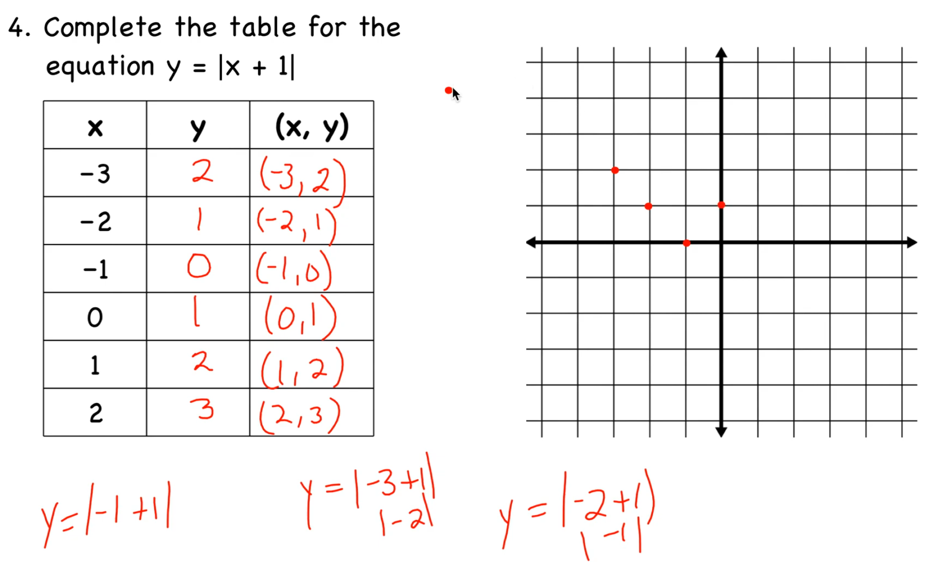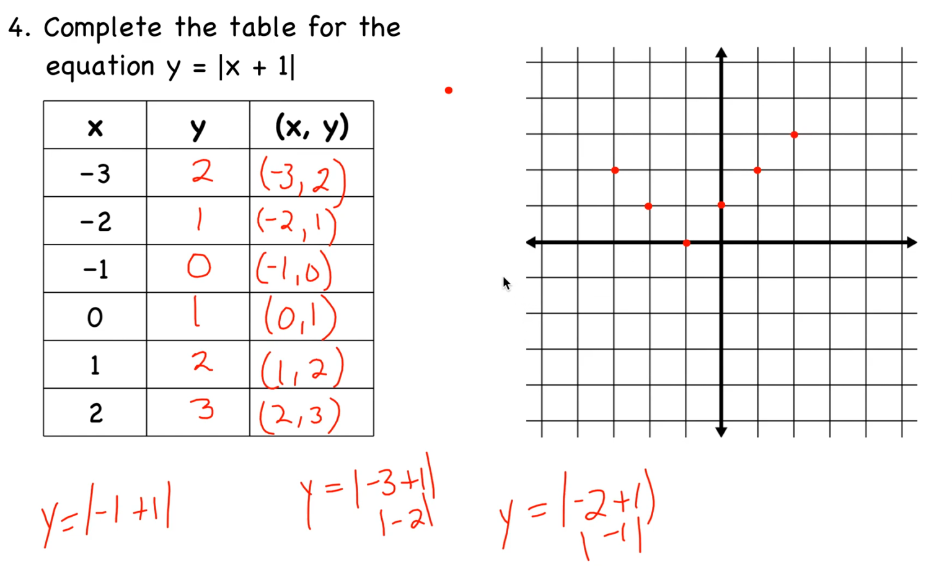And the next one is 1, 2. So start at the origin, 1 to the right, up 2. And the very last one is 2, 3. Start at the origin, go 2 to the right, up 3. And you get a nice little V shape.